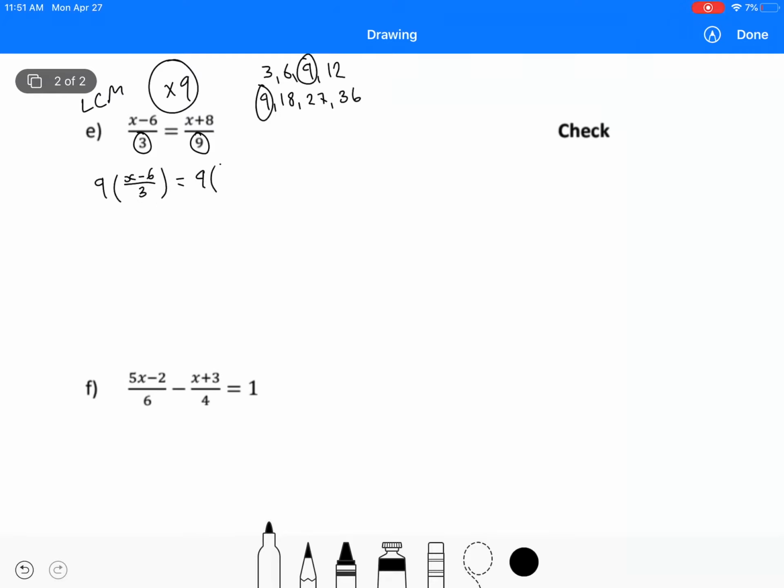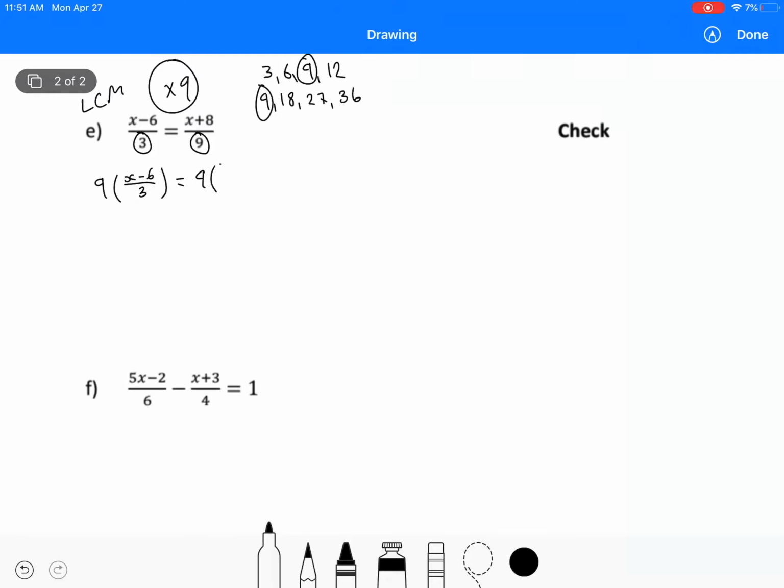This leaves me with 3x minus x is equal to 8 plus 18. This leaves me with 2x has to be equal to 26, or x is equal to 13. Now that I have that answer, let's do a left side, right side check.